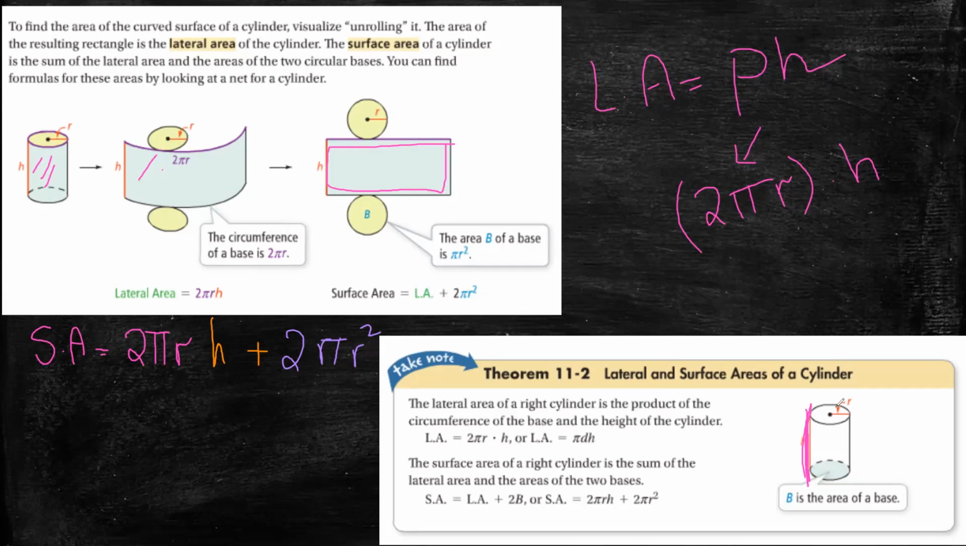So the lateral area of a right cylinder is the product of the circumference of the base and the height of the cylinder, which is 2πrh. The surface area of a right cylinder is the sum of the lateral area plus the areas of the two bases. So it comes to 2πrh plus 2πr squared. This is how we find the area of the cylinder.